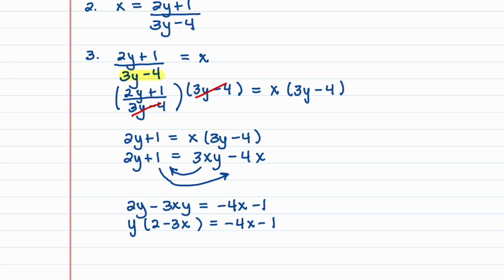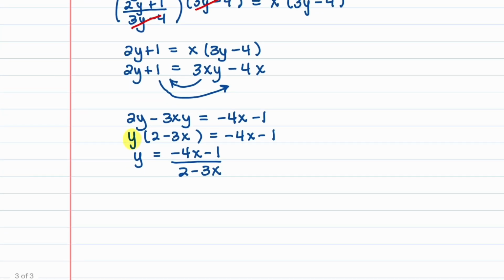Now we're almost there. All we have to do is isolate y. So we're just going to divide each side by 2 minus 3x. So this gives us y is equal to minus 4x minus 1, all divided by 2 minus 3x.